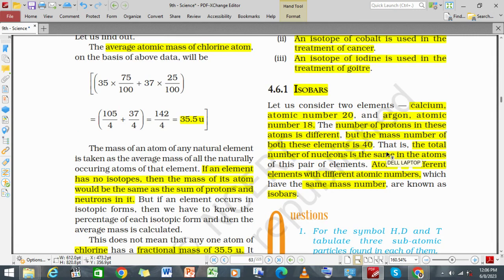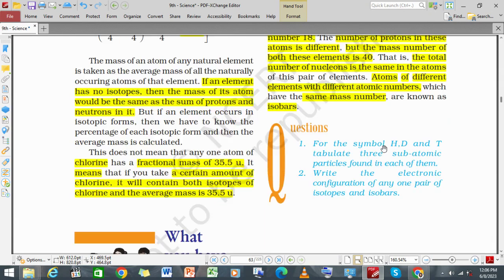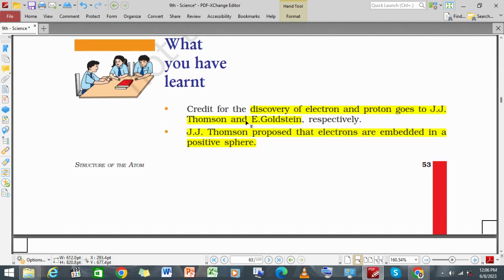What is in the top? Atomic mass is there. And in isobar, iso means different, bar is bottom. Now atomic number is different, but atomic mass is same. So here we learned many things.